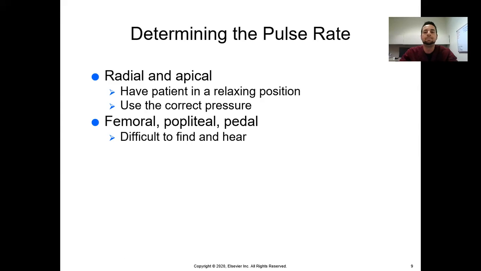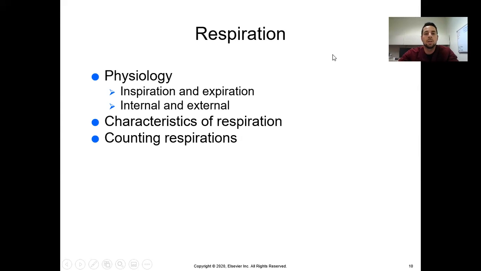cutting off circulation. All right, so when we're talking about respiration, the physiology of it is inspiration, and then expiration, which is breathing out. So internal and external, now that counts as one respiration. So breathe in once and then out. So that counts as one, okay? There are different characteristics of respiration. Sometimes the patient might have lateral respiration, where one lung is going up and the other one's not.